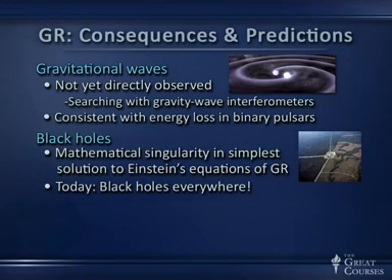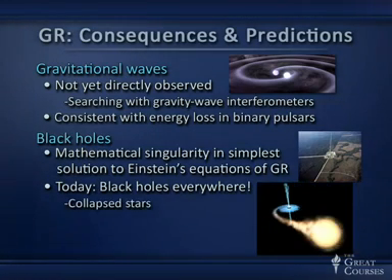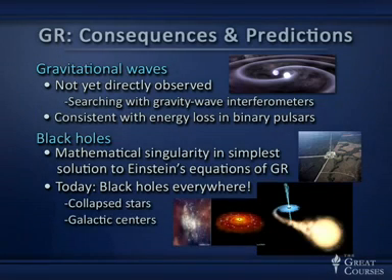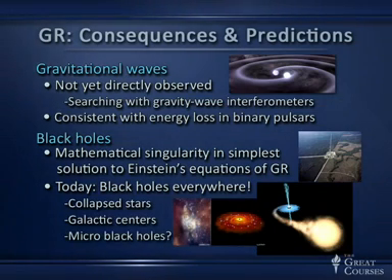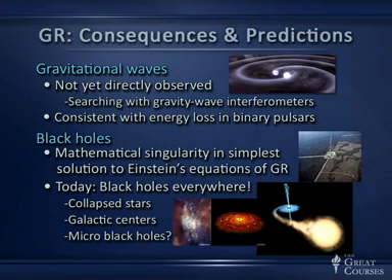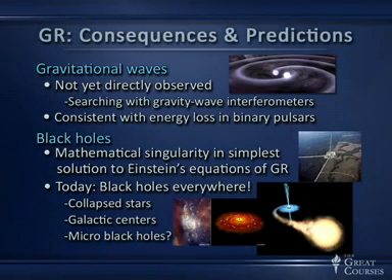Today, black holes are everywhere. They're in collapsed stars. They're in galactic centers. We know almost all galaxies have collapsed black holes at their centers, including our own Milky Way. And there may even be micro black holes that were formed at the beginning of the universe. So those are some consequences of general relativity for black holes. We'll say a little bit more about black holes in a bit.